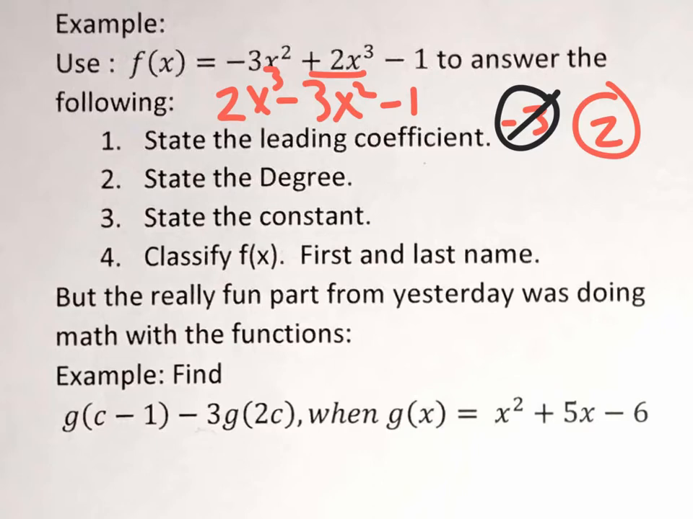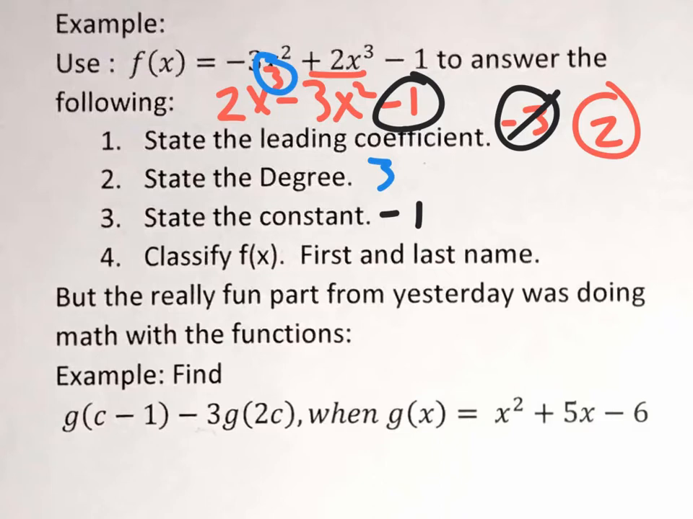Now state the degree. Well, the degree is easy. What's a degree? 3. Piece of cake. The highest exponent on your function. Number 3, state the constant. What's a constant? Negative 1. It's the number without a variable at the very end of a standard form function.